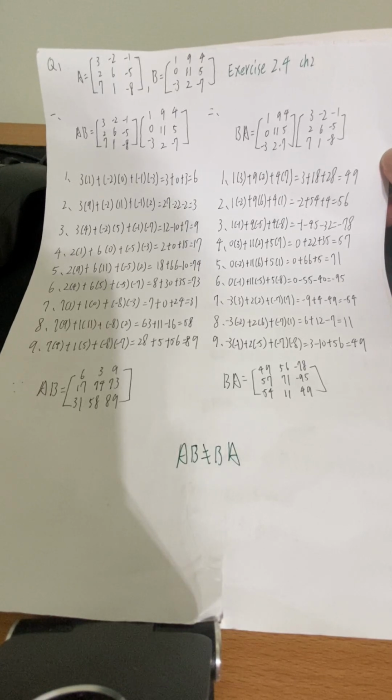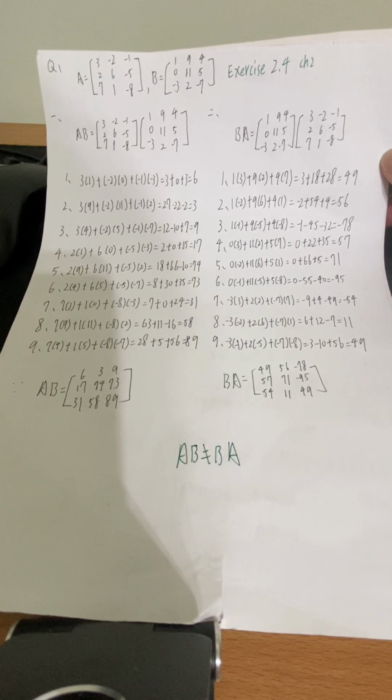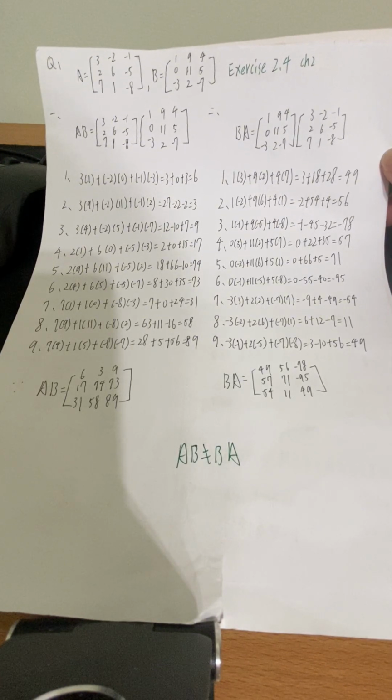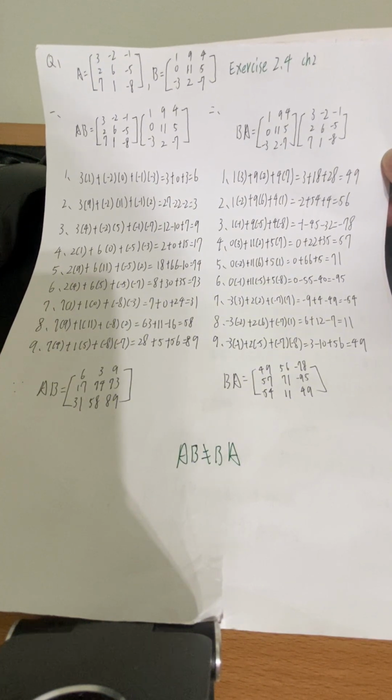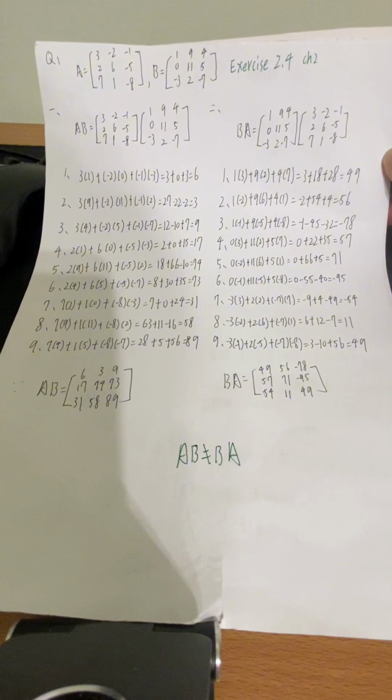Question 1, Chapter 2, Exercise 2.4. In the exercise, we need to find the matrix products AB and BA. First, we calculate AB. For matrix multiplication, we multiply each row of matrix A by each column of matrix B.